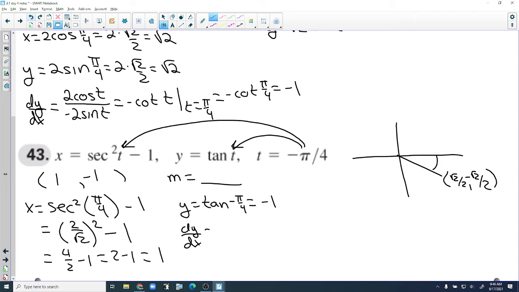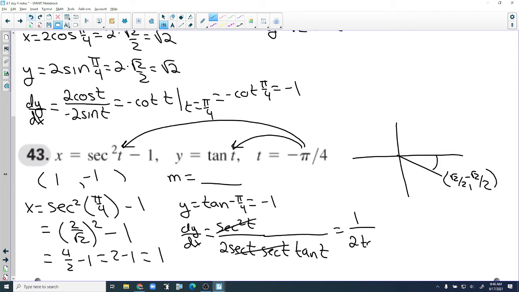dy dx is equal to, the derivative of y is secant squared. The derivative of x would be 2 secant of t. So the outside function is squared: multiply, reduce the power by 1. Derivative of secant is secant tangent. And then the derivative of t is just 1. So it looks like this reduces to 1 over, see, those cancel, over 2 tangent of t.